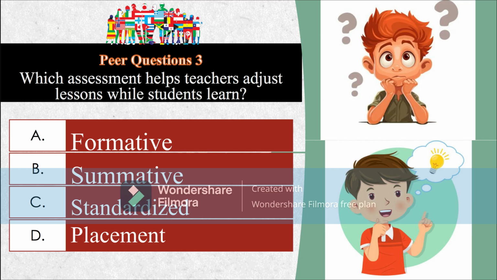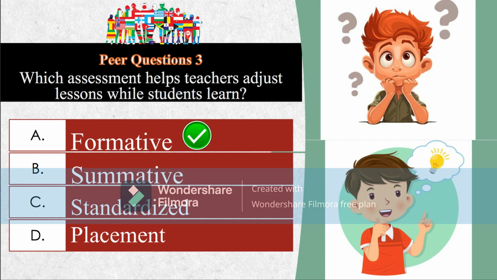Question 3. Which assessment helps teachers adjust lessons while students are learning? A. Formative. B. Summative. C. Standardized. D. Placement. The answer is A. Formative, because it gives feedback during the learning process.